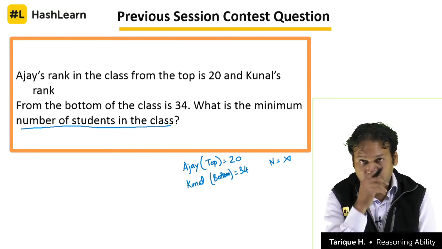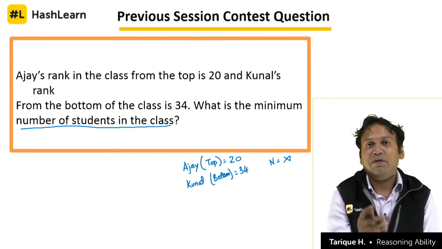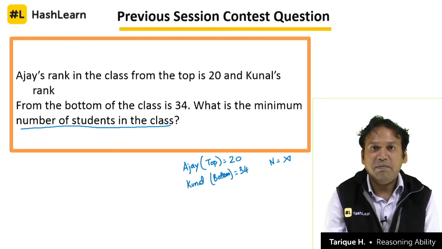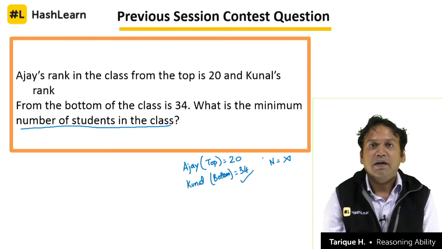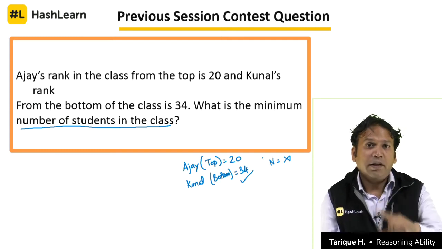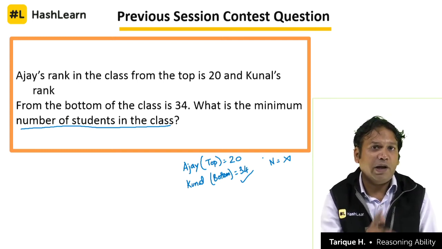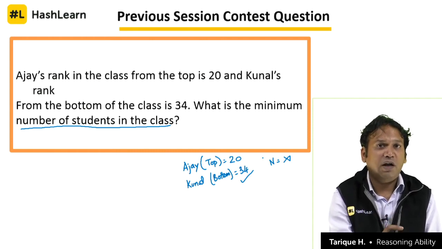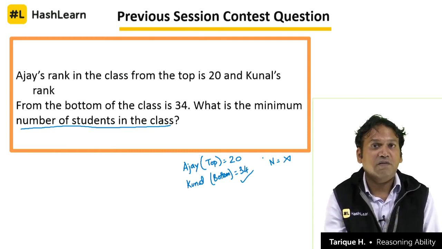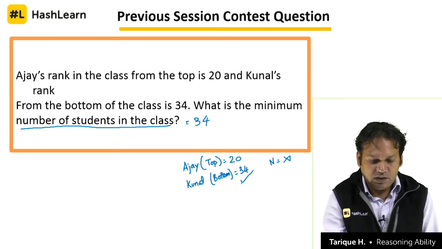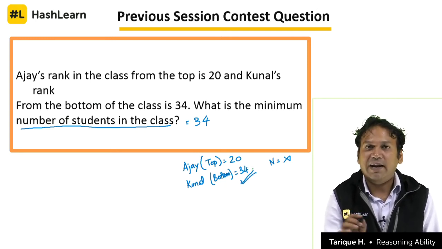Now, you see the minimum case, if it is a question based on minimum or maximum, we can say the minimum number of students in the class will be 34, because Kunal's rank from the bottom is 34. The highest possible rank for Kunal from the top can be 1, correct. So, the best position for Kunal could be the first position, could be the 34th from the bottom. That means the minimum number of students in the class will be equal to 34. That is always equal to this, whichever value is higher, that value will become the answer.